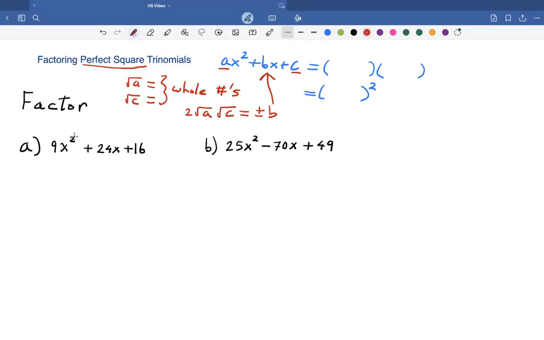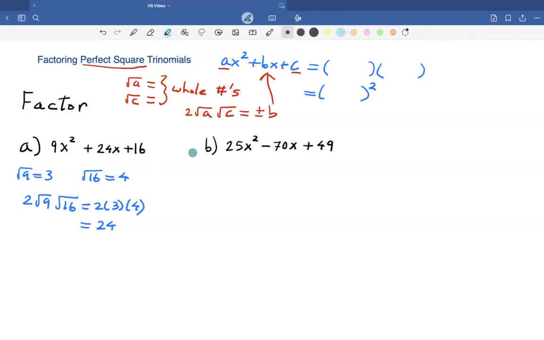So let's look at these two. First one here, I'm going to take the square root of the 9, I get a 3. Take the square root on the 16, I get a 4. I want to do 2 times the square root on the 9, square root of the 16. And that gives me 24. So this is a perfect square trinomial. 2 times the square root of a times the square root of c. If it comes out to be the b or the negative of the b, it's a perfect square trinomial.